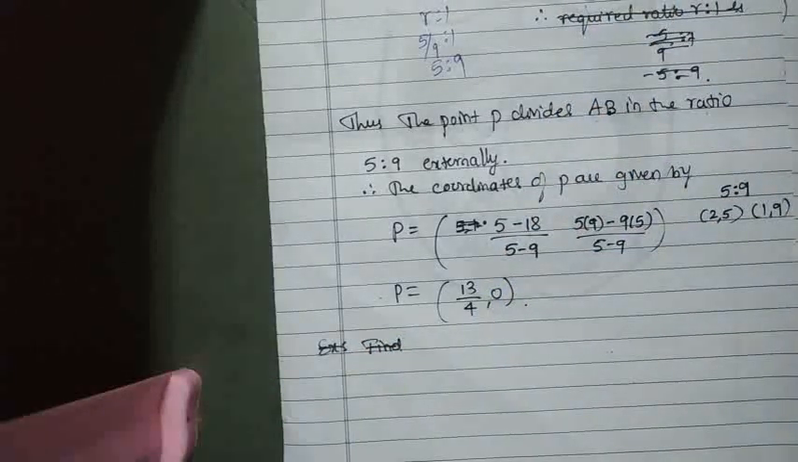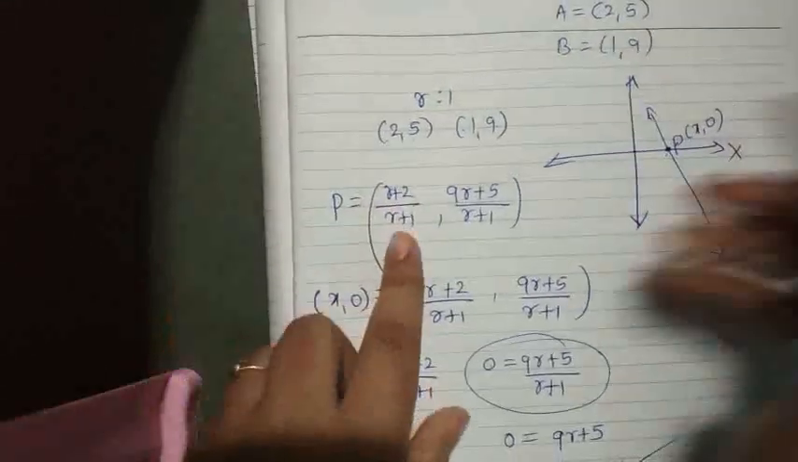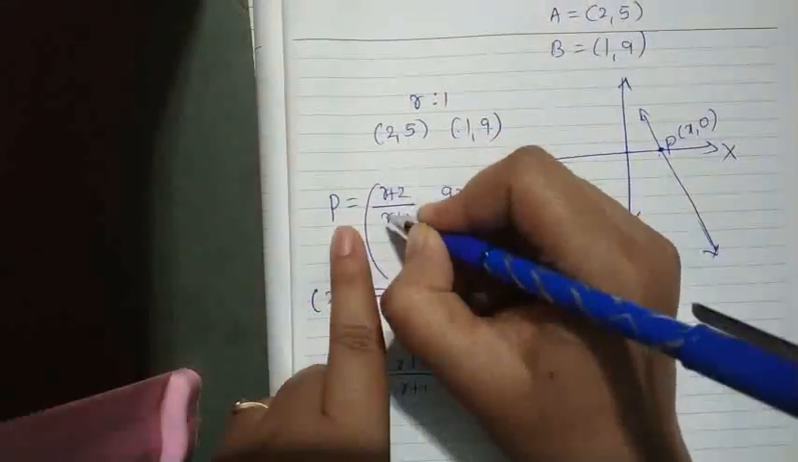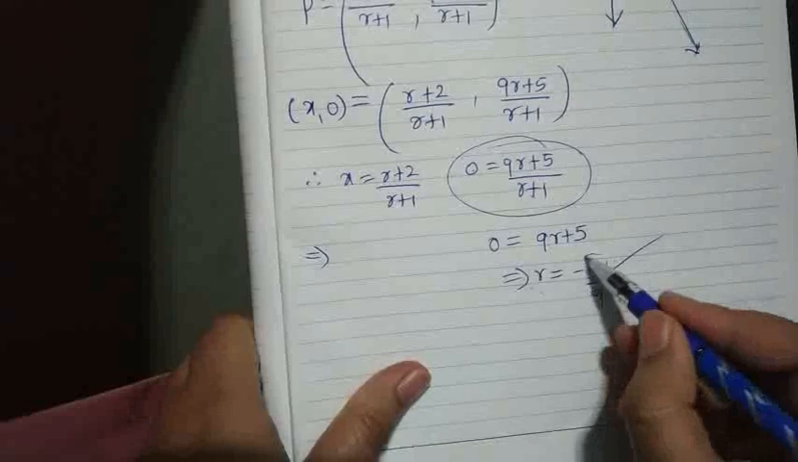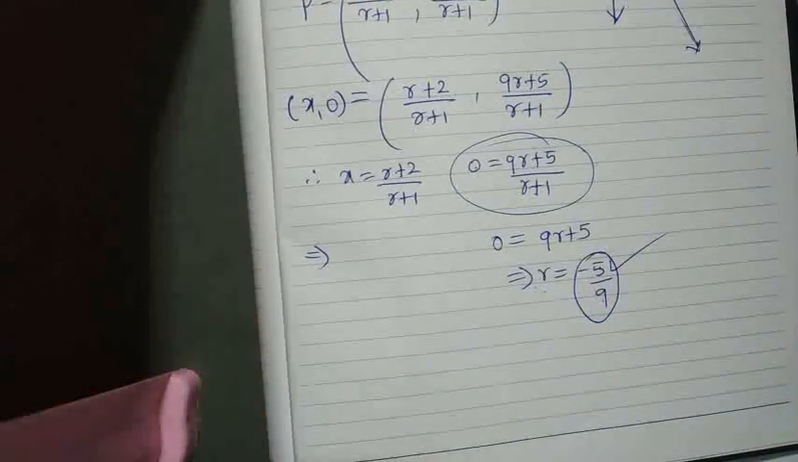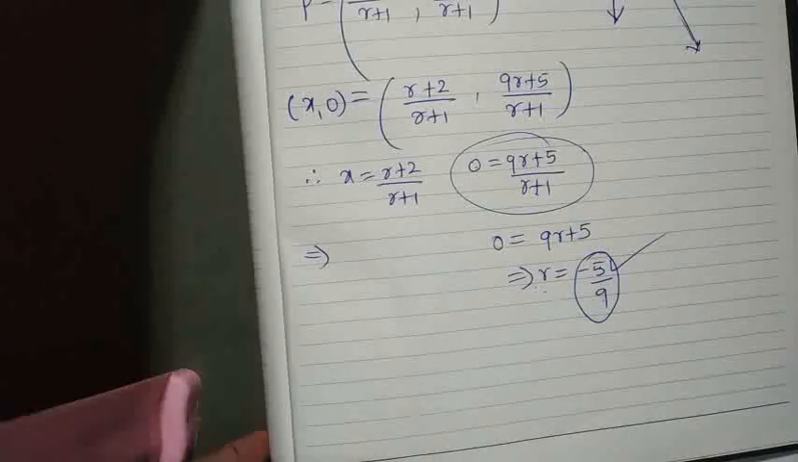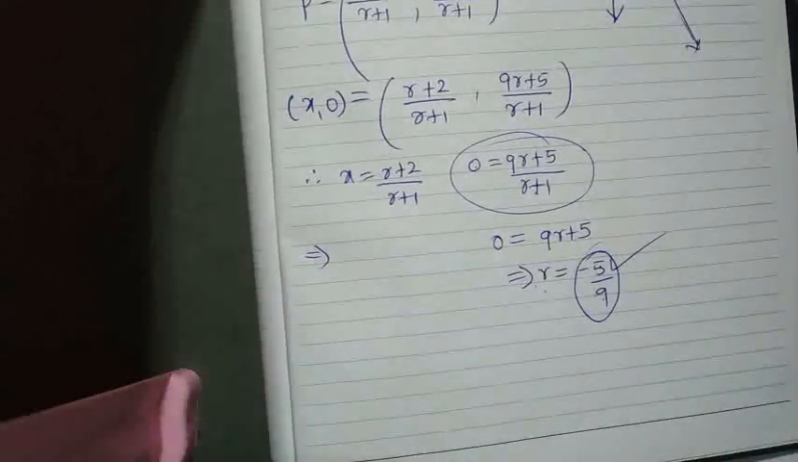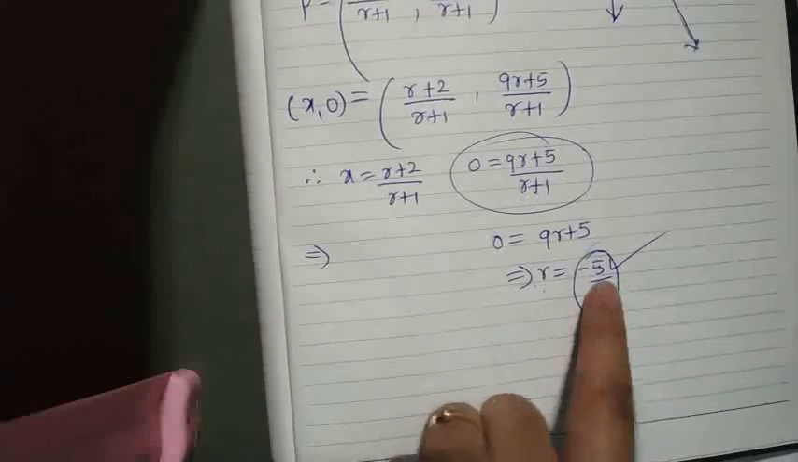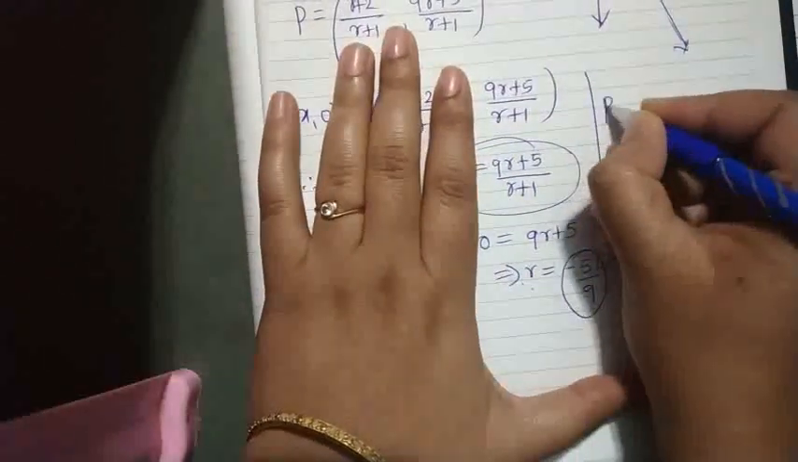For finding the coordinates of P, in order to find the coordinate of P, substitute the value of r. What is the value of r? The value of r is minus 5 by 9. When talking about the ratio, since the ratio is negative, negative indicates the external division. Therefore, substituting the value of r, which is minus 5 by 9.